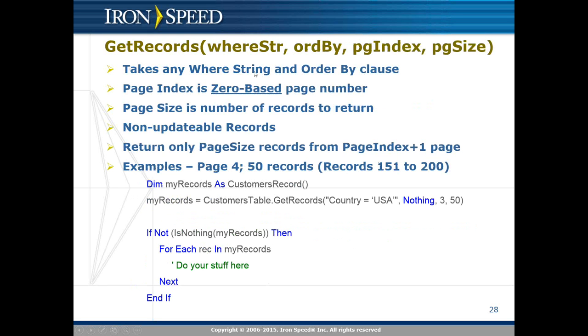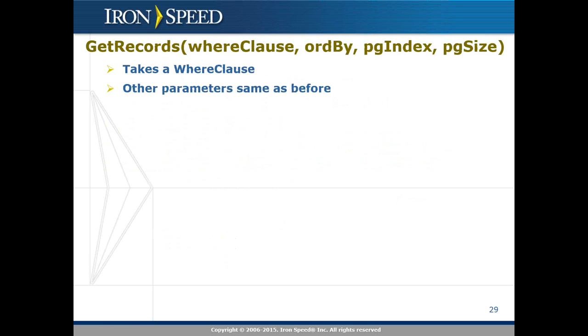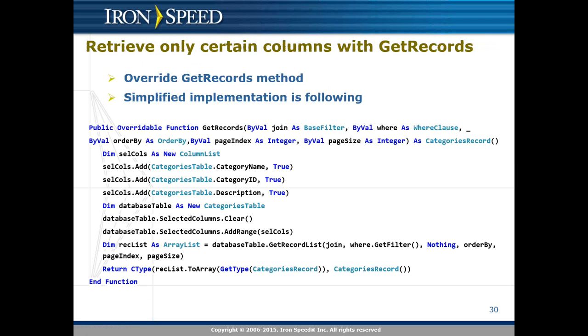Okay. Again, GetRecords, where string, order by. Page index starts with 0. You can determine what your page size is, and then carry on from there. So again, depending on how many records you have to deal with, you can deal with them in bite-sized amounts, if you will. Otherwise it's pretty much the same thing. GetRecord takes a where clause. I don't know why that's the same thing. That's almost a redundant slide.